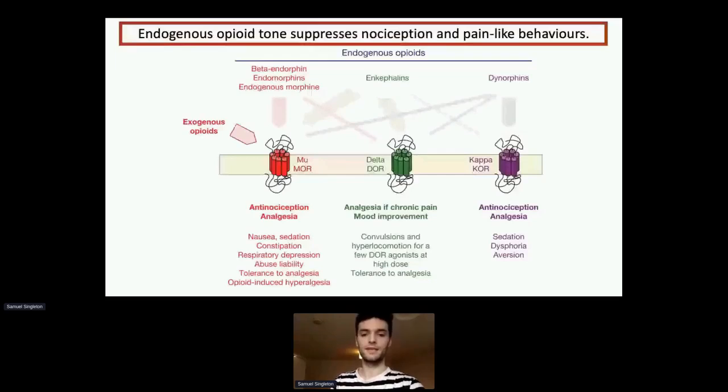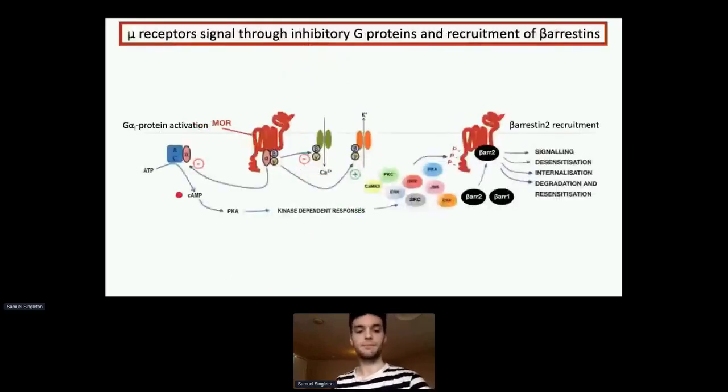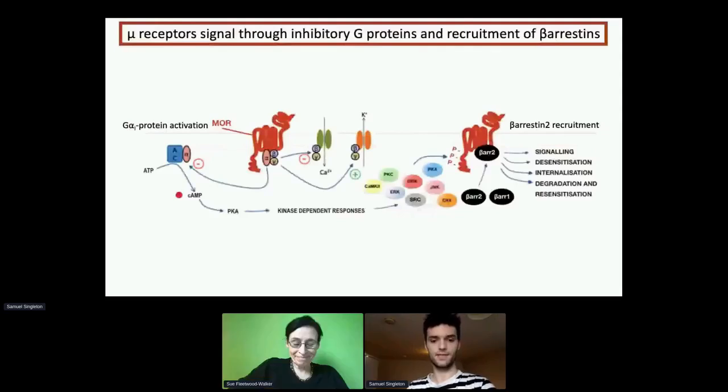Activation of these is associated with a number of side effects, including respiratory depression, constipation, and tolerance, which requires escalating doses to achieve equivalent pain management. These receptors are G protein coupled receptors, and they couple to inhibitory G proteins, meaning that once the receptor has been activated, it leads to the activation of intracellular pathways, which reduce the cell's activity.